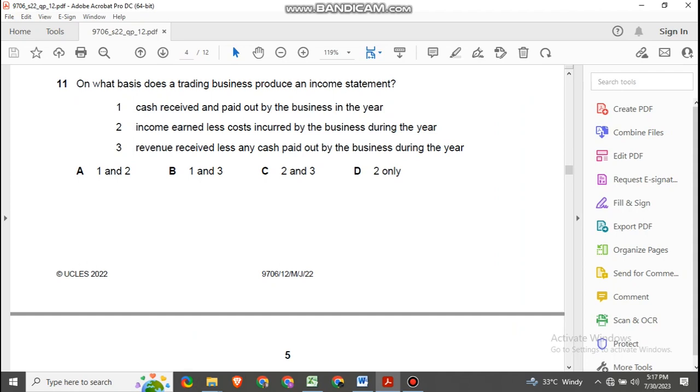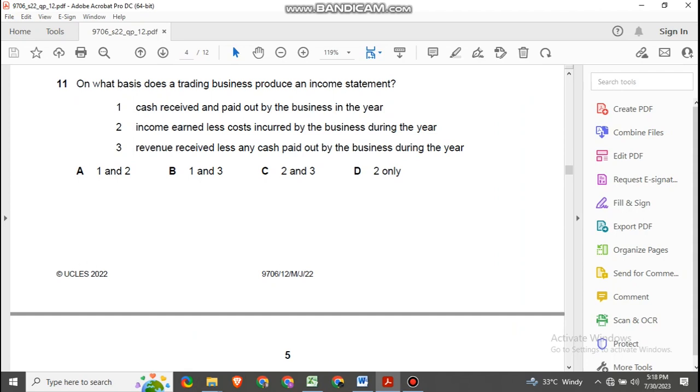The bases are, number 1, cash received and paid out by the business in the year. So this is a cash basis. So we record all the cash received and all cash paid. Number 2, income earned less costs incurred by the business during the year. So here we are just including income and all the expenses in the year as per the accrual basis.